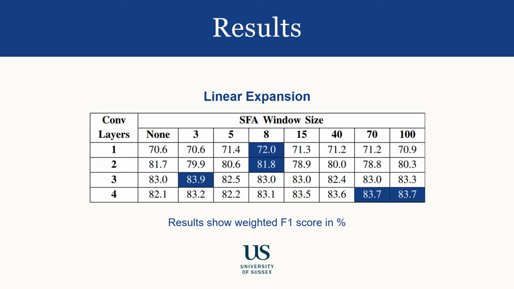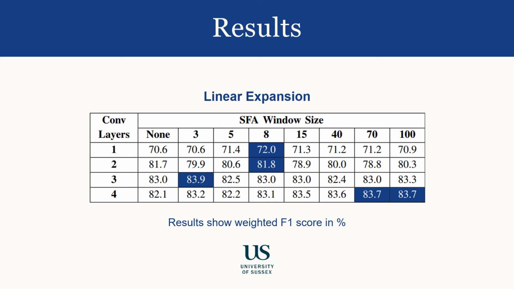These are the results for linear expansion. Each row represents a different network architecture based on the number of convolutional layers. The columns show the number of samples captured by the SFA sliding window, whereas none refers to the baseline signal. The performance is measured as weighted F1 score, and the best result per architecture is highlighted.